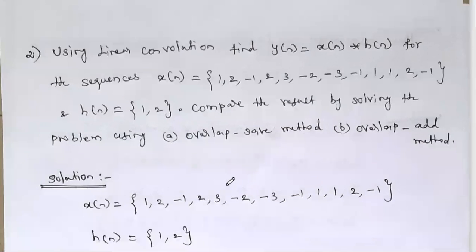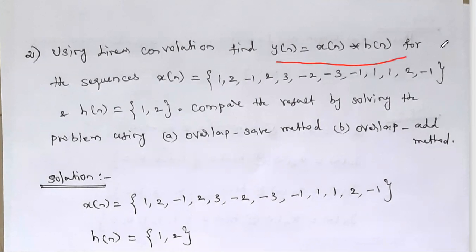This is a very important problem. It's a frequently asked question in universities. Using linear convolution, find y of n equal to x of n asterisk h of n. What is meant by this asterisk? This asterisk indicates linear convolution.